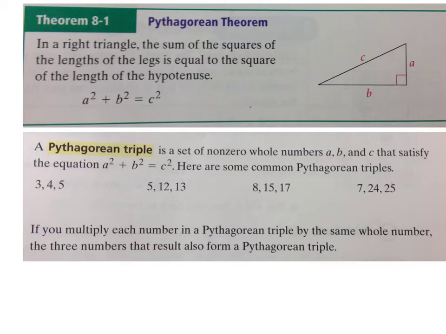And you also need to know that if 3, 4, 5 is a Pythagorean triple, then 6 squared plus 8 squared is going to equal 10 squared. See, we took 3, 4, and 5 and multiplied all those by 2. And so any multiples of a Pythagorean triple will also be a Pythagorean triple. So you can multiply 3, 4, and 5 by 3. So 9 squared plus 12 squared is going to equal 15 squared, etc.